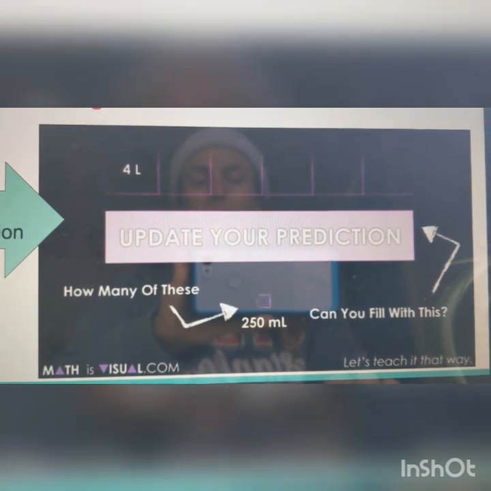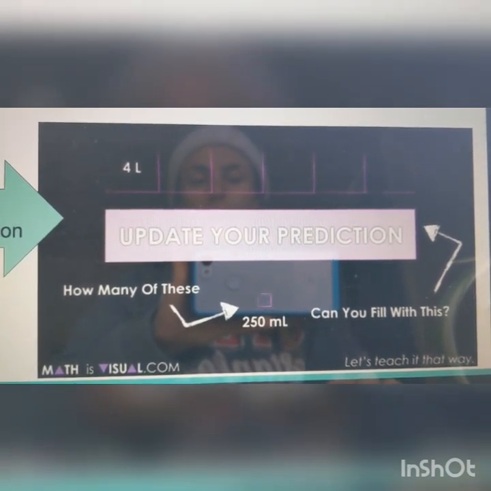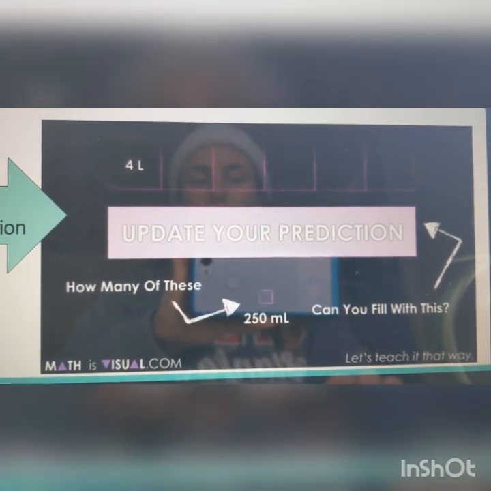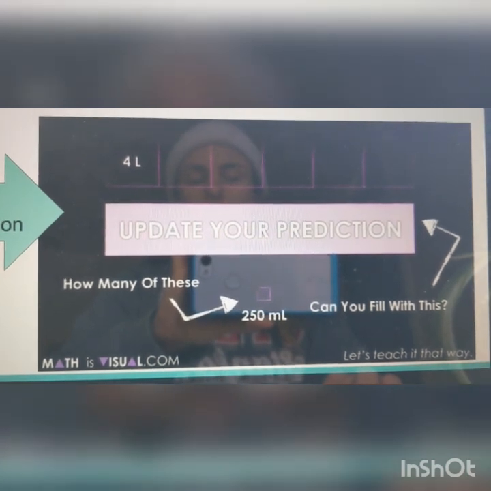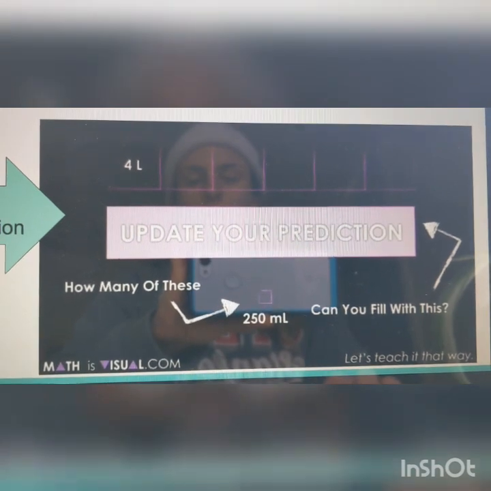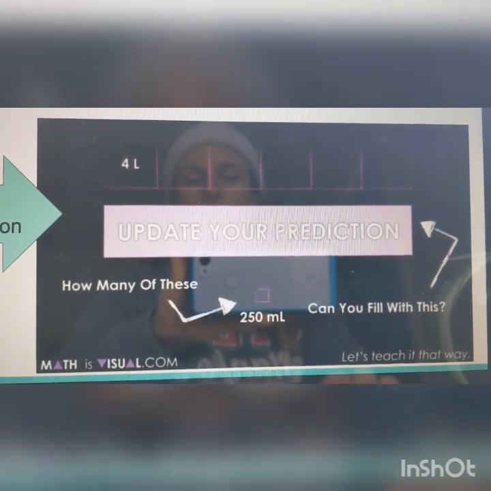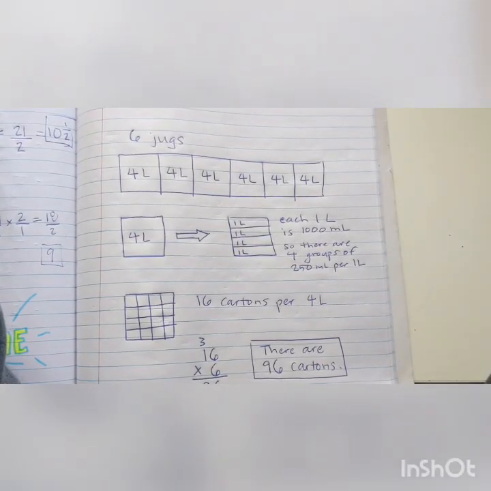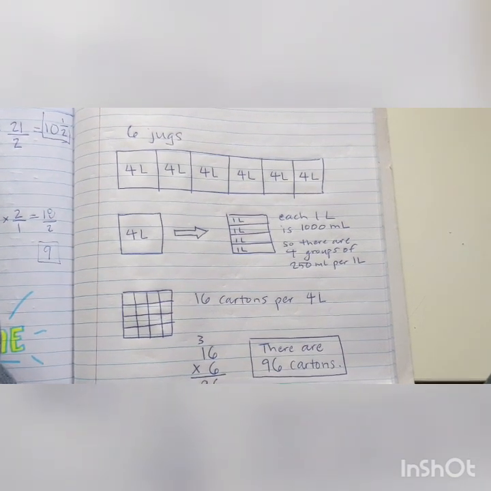And then also that each of the big squares is representing 4 liters. So now please pause the video and update your prediction from yesterday. So we're updating the prediction using the numbers that we now have.